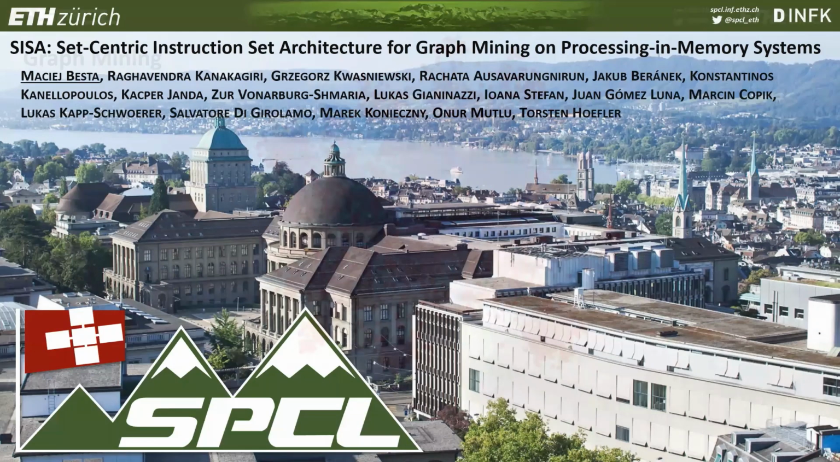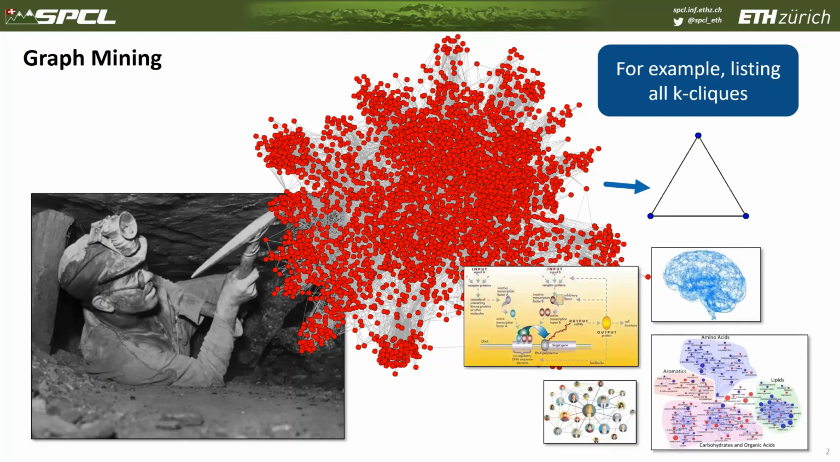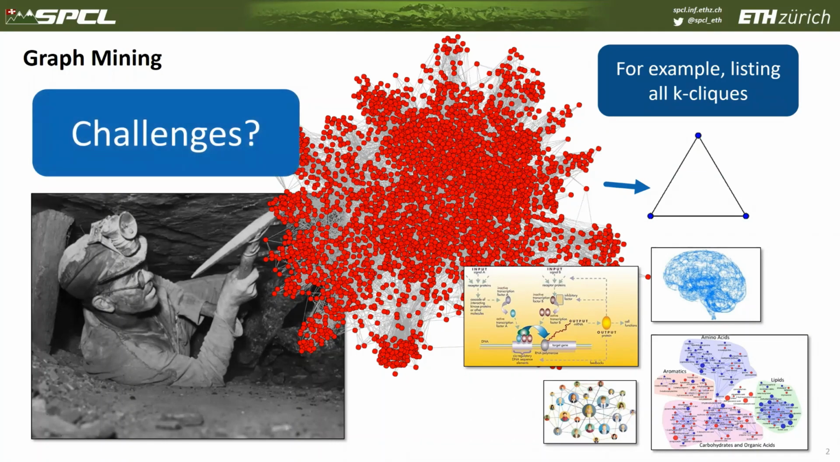Graph mining is a part of the graph processing landscape in which we care about solving complex problems on graph datasets, for example, listing k-cliques or enumerating some other complex graph patterns. Graph mining has been used in a lot of different computational domains, for example, biology, chemistry, and many others. Let's take a look at what the challenges in today's graph mining are.